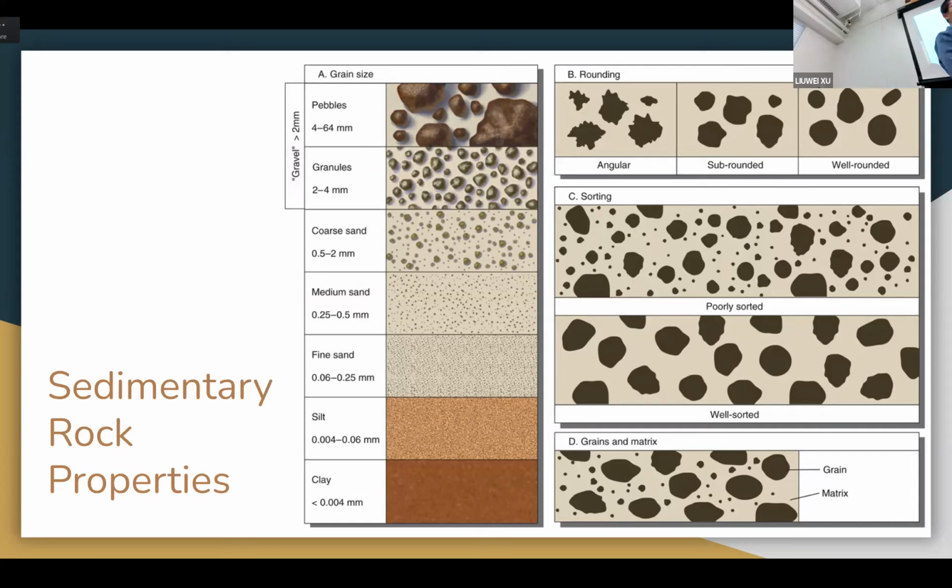We can also cluster them according to the angle of the grain. If the grain has very sharp angles, we call it angular. If it's not so sharp, we call it sub-rounded. And then we also have well-rounded, which does not have any angles. We can also classify them according to the sorting extent, whether they are poorly sorted or well sorted. And this table D shows you the grain and the matrix in the sedimentary rock. What is grain and what is matrix?